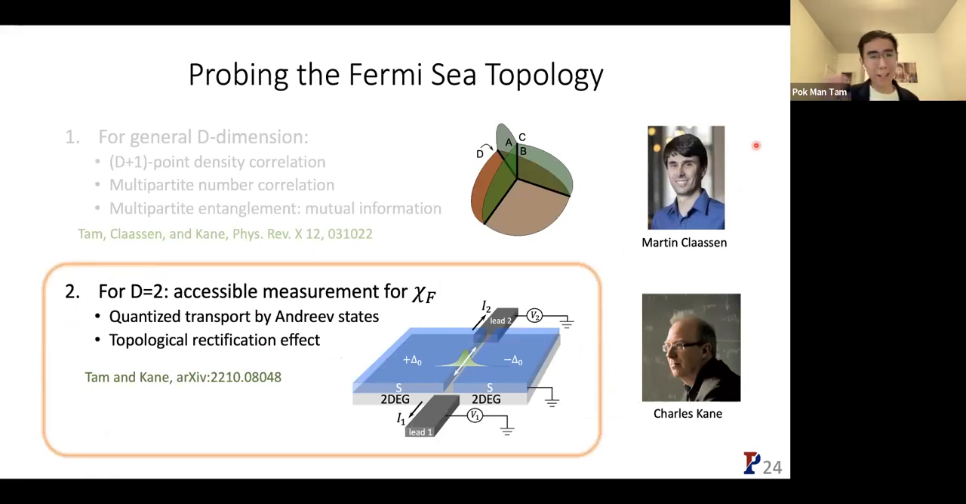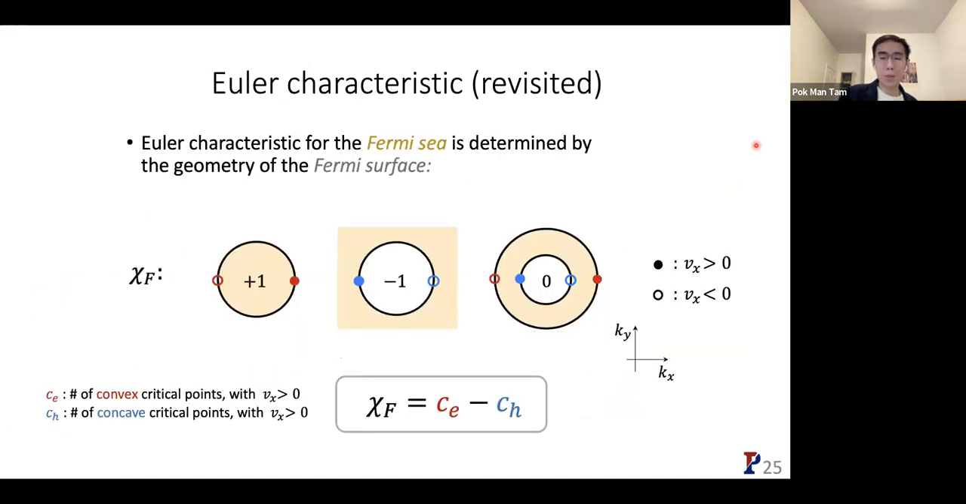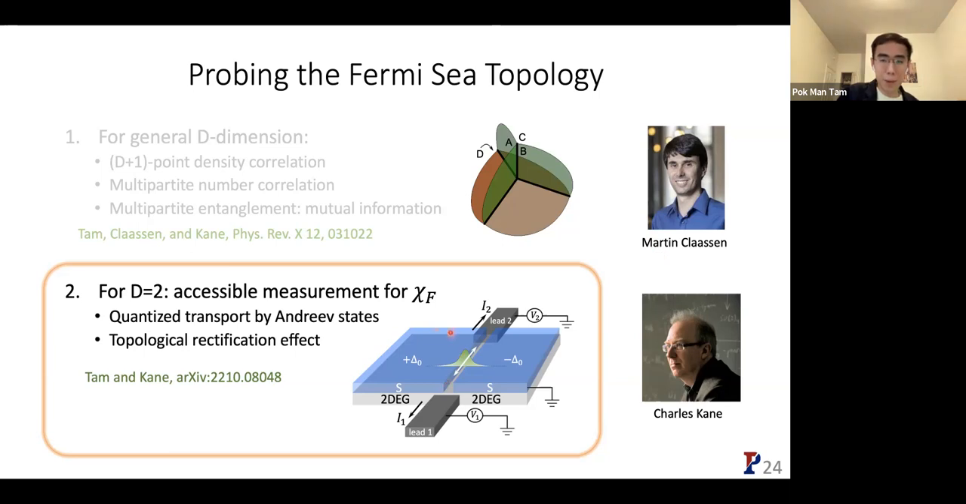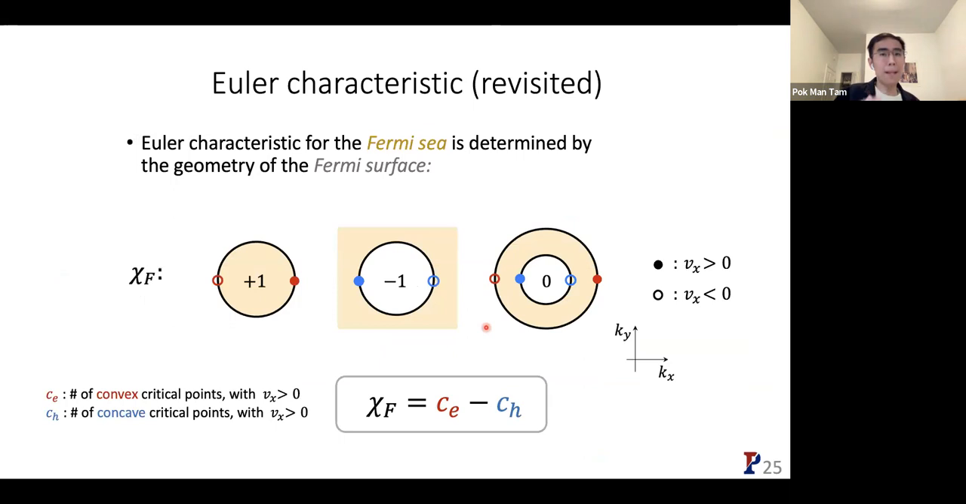So in the second part, which won't take too long, thanks for bearing with me, I want to use a real experiment to probe chi-f for d equals 2. Let me very quickly revisit the Euler characteristic, because I want to relate the Euler characteristic of the Fermi sea to the geometry of the Fermi surface. By that, I don't really mean the Gauss-Bonnet theorem. Currently we don't have a relation using Gauss-Bonnet to probe the Fermi sea topology, but we have something in a similar spirit.